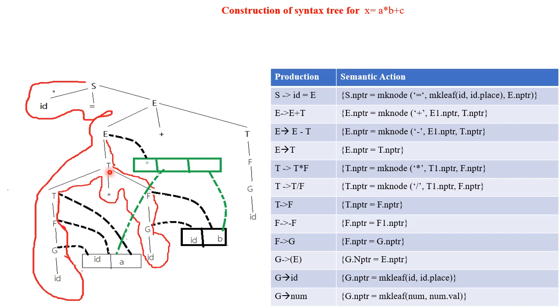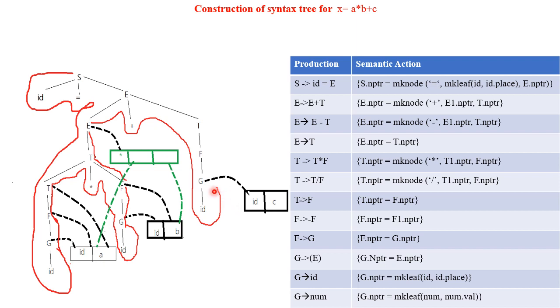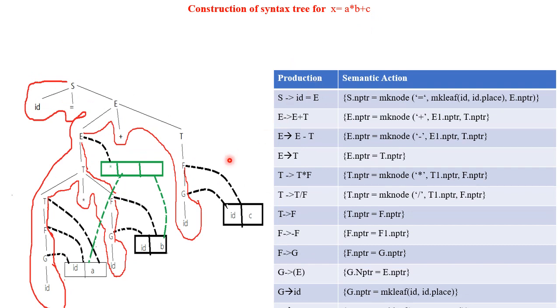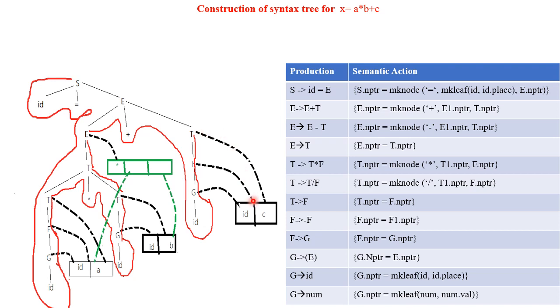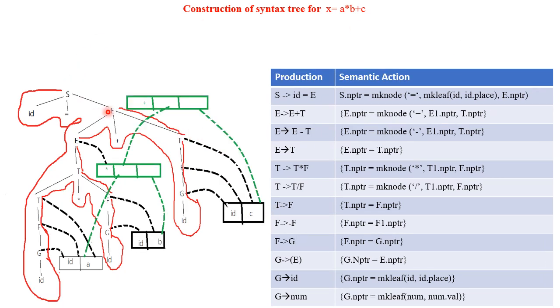Continuing, E gives T means E dot nptr is equal to T dot nptr. Now again G gives ID means we have created a node for C. F is pointing to the same node. T gives F, T is pointing to this node C, and here E gives E plus T happens. Then we have to create a node for plus. The first operand is A star B, pointing to this node. The other operand is C, pointing to this node.